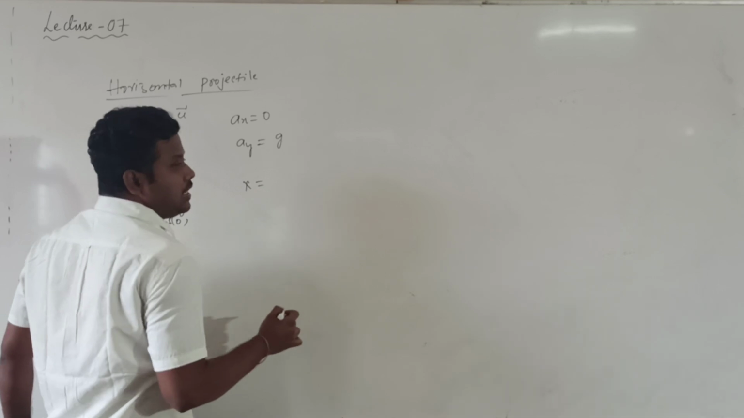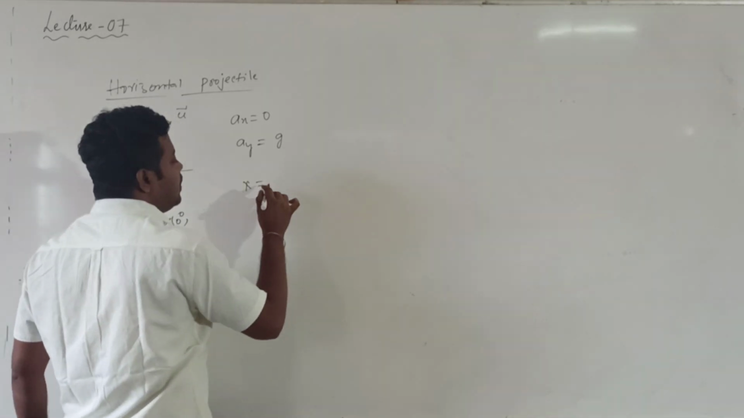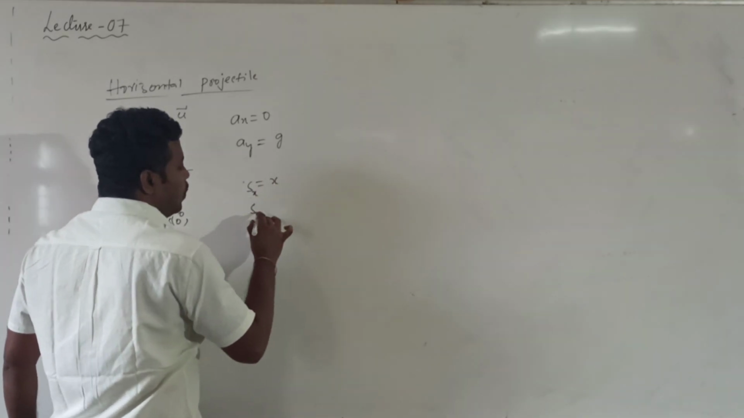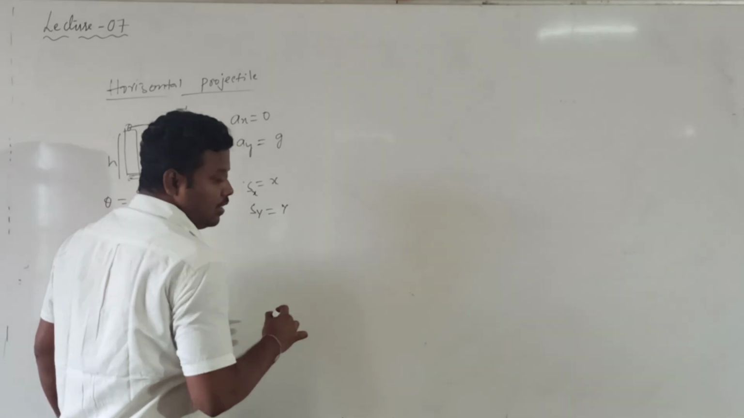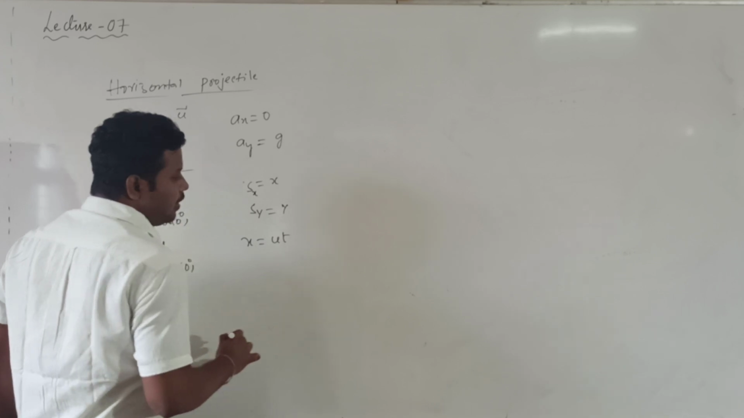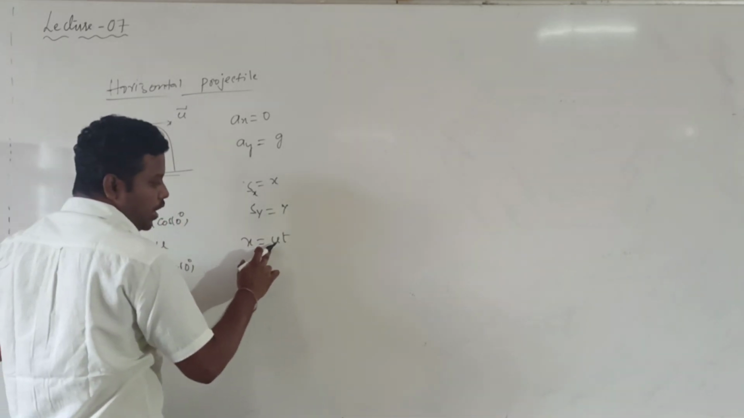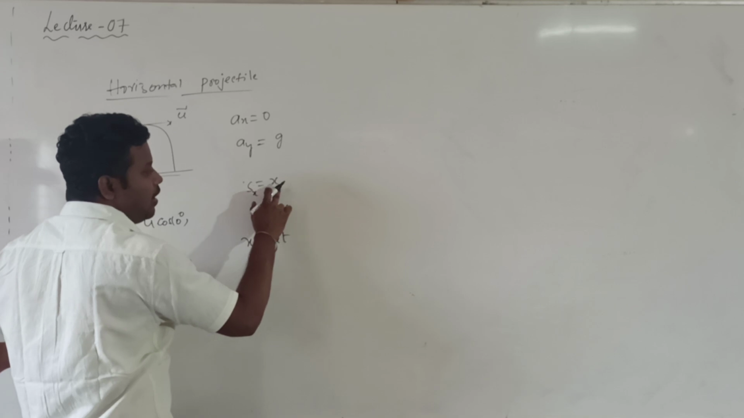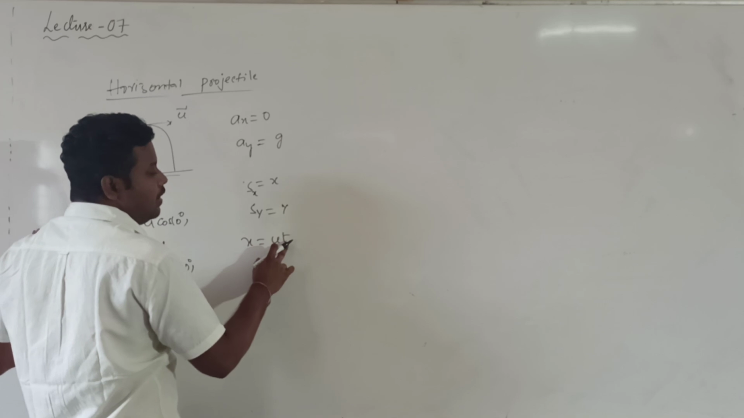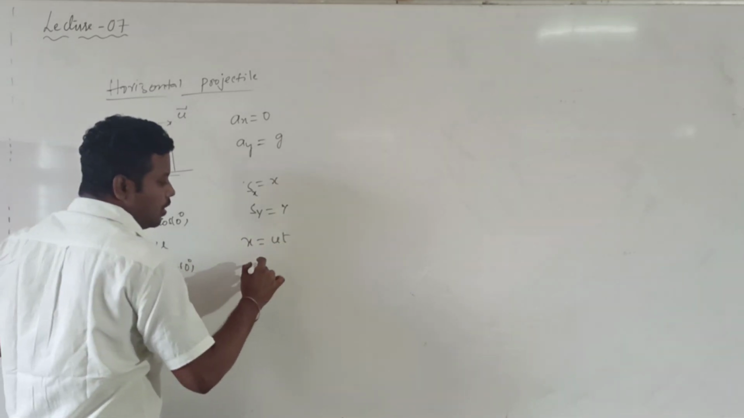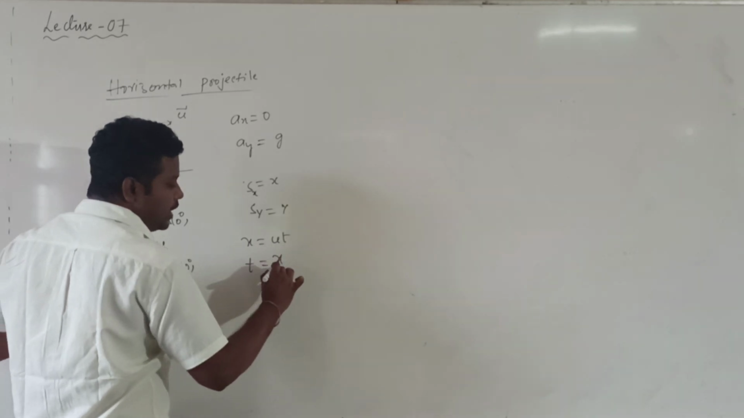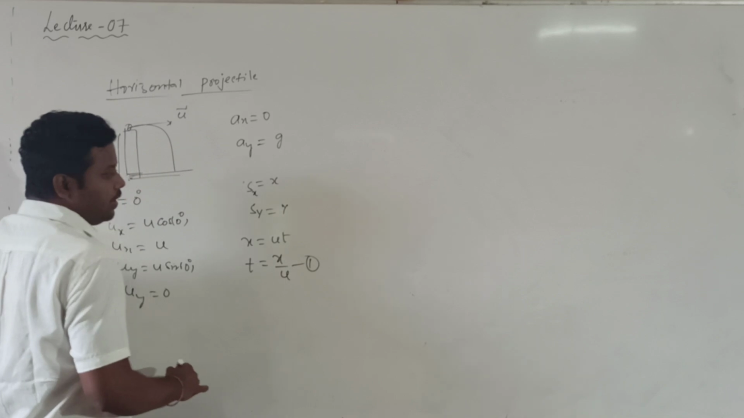X is the horizontal distance traveled after t seconds. Let me call the displacement along the horizontal direction x, and the vertical distance traveled y. Then how can I calculate x? X is equal to u into t, by substituting in s is equal to ut plus half a t square. So the horizontal displacement x is u into t plus half into ax t square, where ax is 0. Let me call it equation 1. Otherwise from this, t is equal to x divided by u.